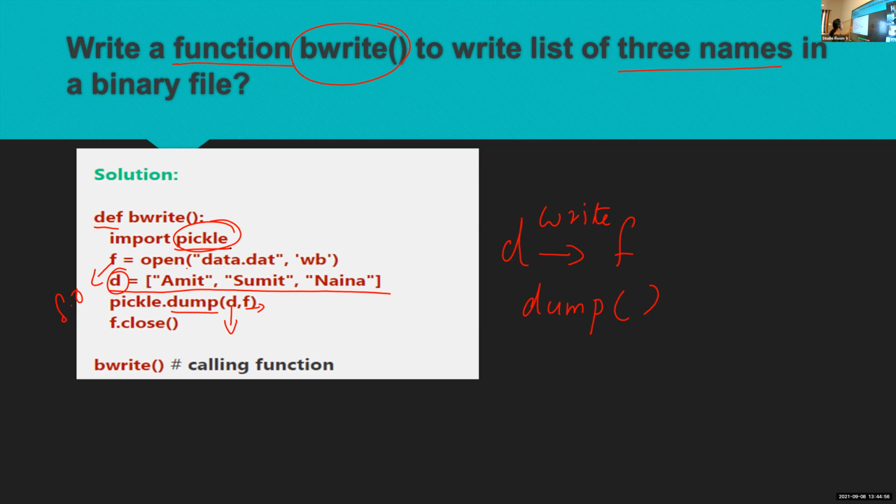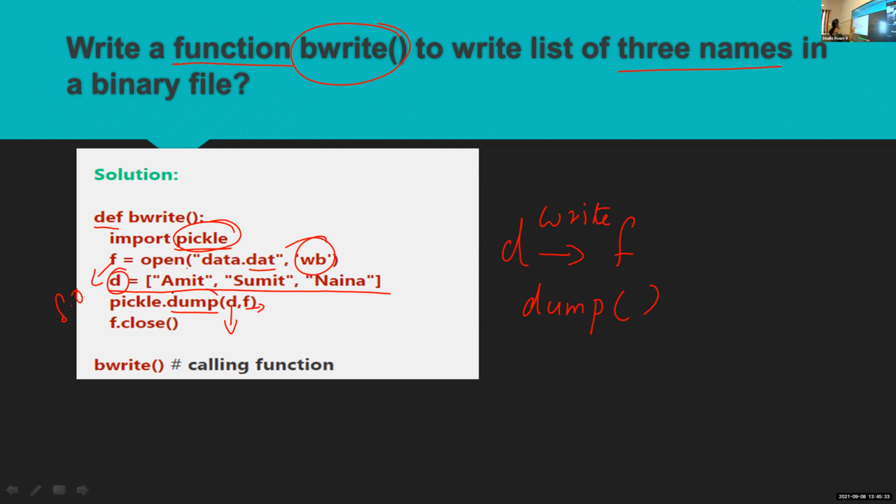Then after that, open the file. How can we open the file? Using a file object. So f is equal to open, within brackets write the file name. Here, the extension of a binary file is data.dat. .dat is the extension of a binary file. And here we are using a file mode, that is WB, that is write binary. Then pickle.dump(d, f).